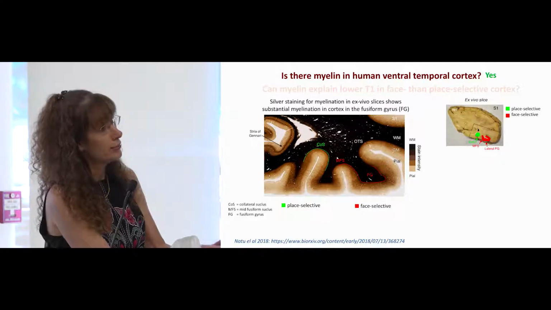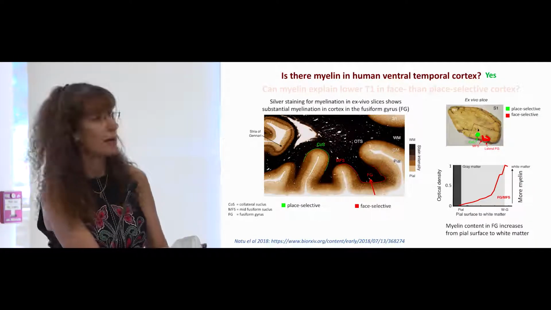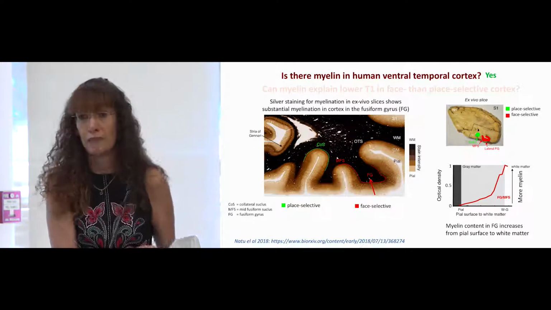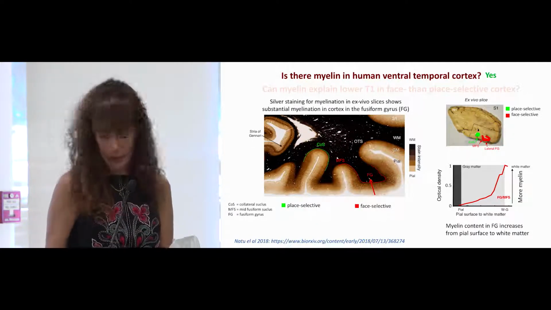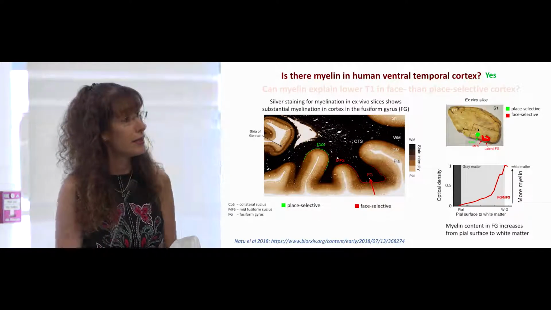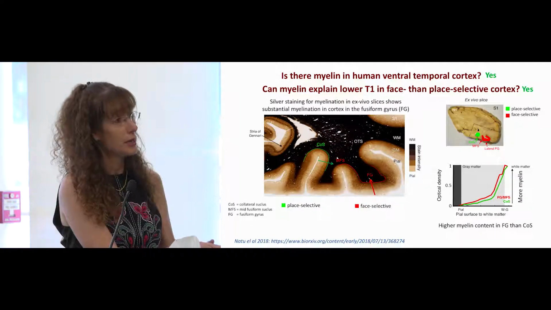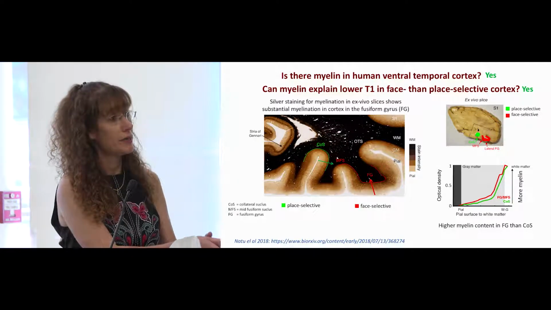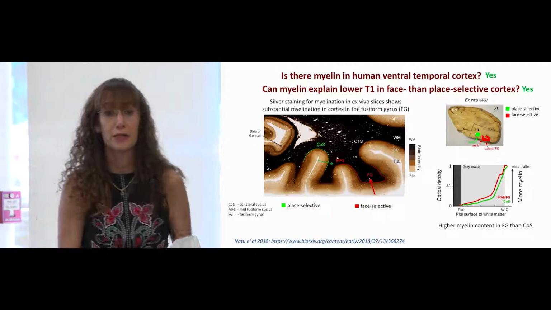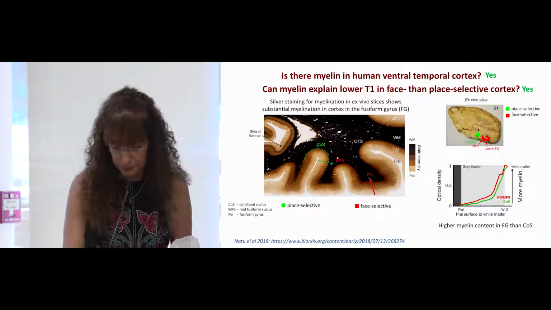So for example, we can measure the optical density, which is a marker of myelin, from the pial surface to the white matter. And you can see that as you go deeper into cortex, you have a higher level of myelin. So we can also do this in place-selective cortex. And again, we measure the optical density from the pial surface into the white matter. And consistent with our hypothesis, face-selective regions have higher myelin concentrations than place-selective regions, which might explain this reduced T1 in the face-selective cortex than place-selective cortex.